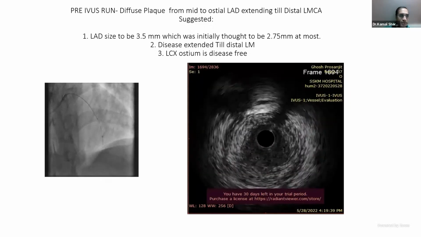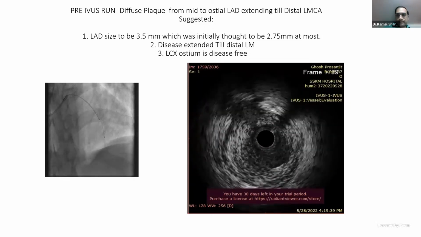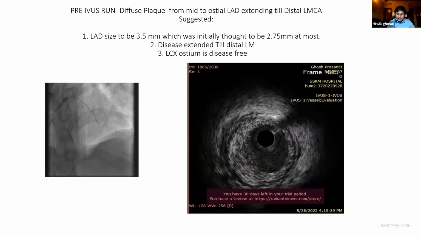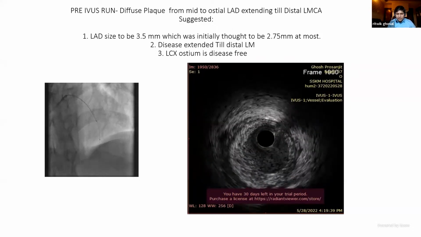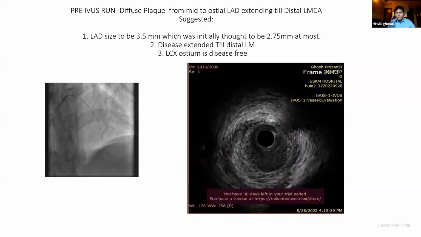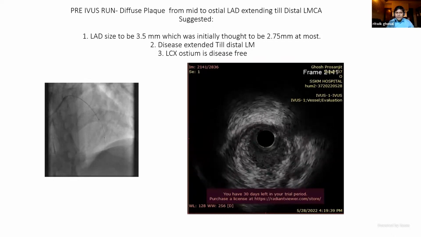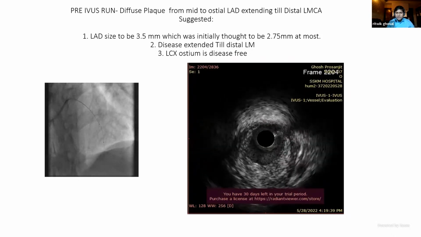And what about the proportion? There is high lipid in thick cap and low lipid in thin cap. Is it lipid or something else? Sir, macrophage and lipid both are there. Macrophages, yes, sir.